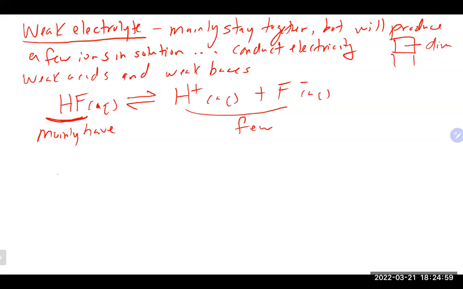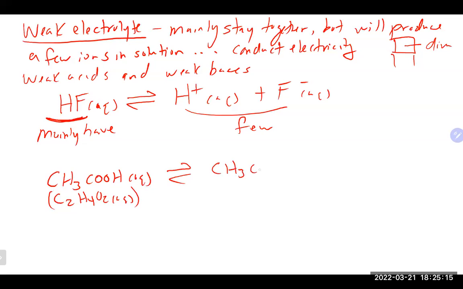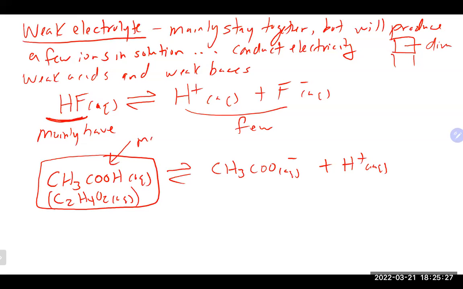If you had something like acetic acid, which is CH3COOH, or sometimes written C2H4O2, same thing, this will break apart into acetate and H+. Again, in solution, you mainly have this guy still together, but we do produce a little of these guys on this side.